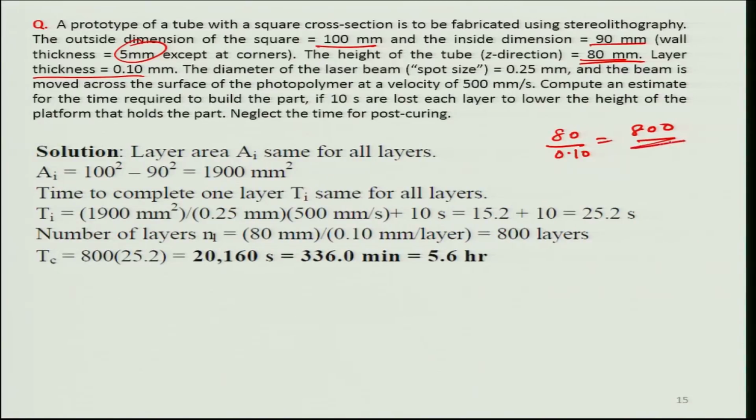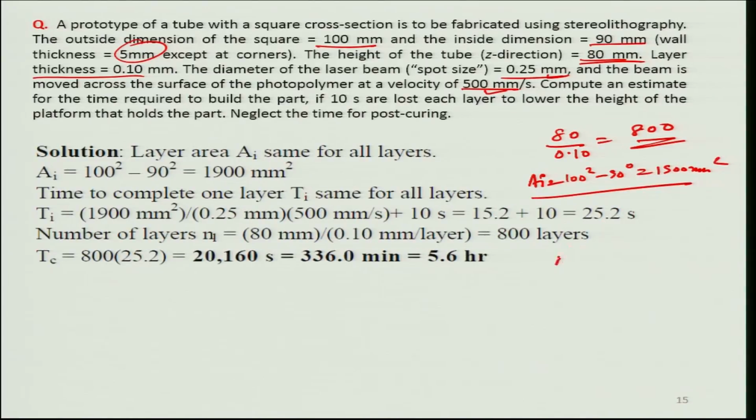Each layer should have a time which is based on the spot size, the diameter, and of course the total area. In this case, because it is a hollow tube of square cross section that we are creating, we have the area as 100 squared minus 90 squared, which is about 1900 square millimeters. So that is AI.